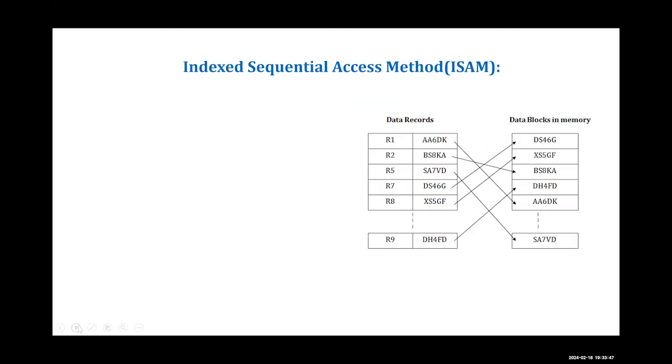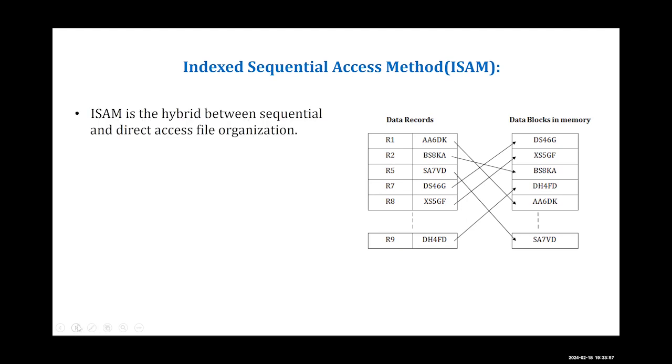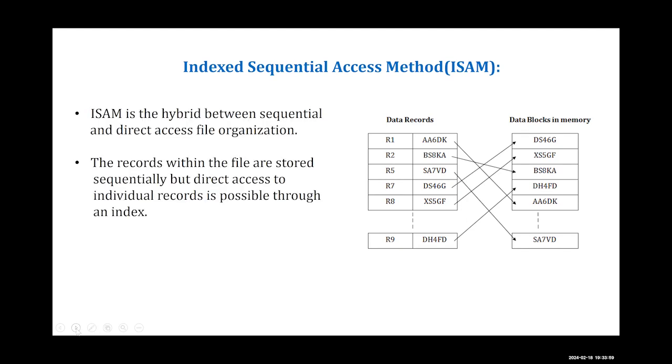So let us see, this is the last type, which is the indexed sequential access method, which is also called ISAM. Okay, so what is this indexed sequential access method? ISAM is a hybrid between sequential and direct access file organization. We knew that in direct access file organization we had an overhead.